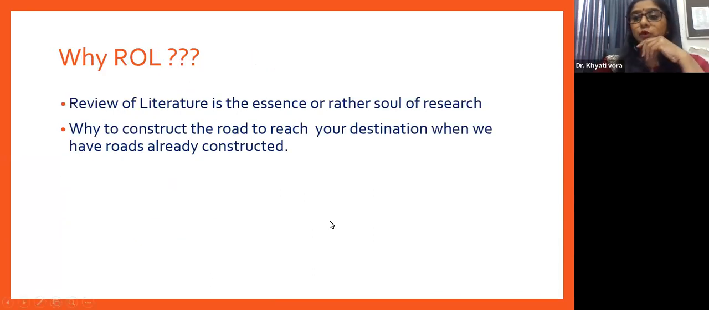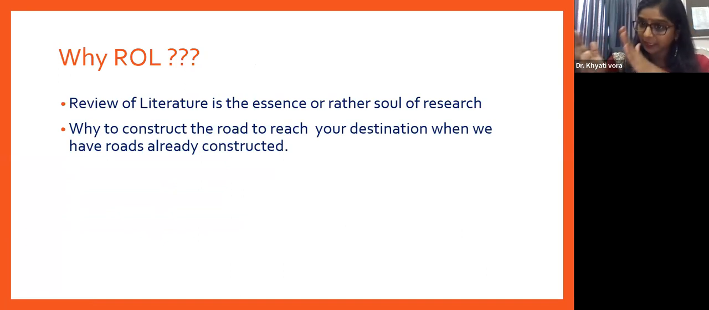Now, why review of literature? Earlier, what I understood of review of literature, when I did my dissertation, I thought, after making the whole report, at the end, ROL should be added to increase the pages. Correct? But I'm sure after attending the last session of ROL, you will have got an idea. Even before choosing a topic, you should do enough review of literature.